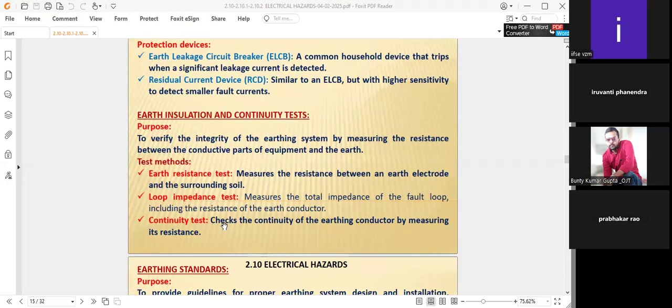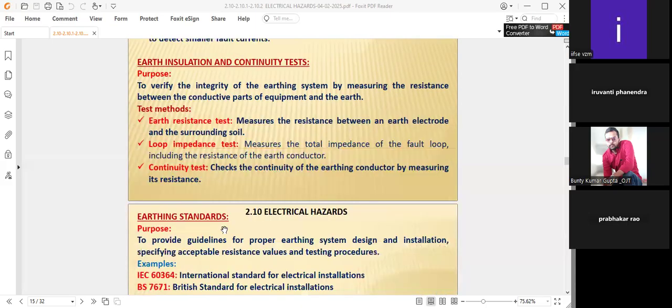The continuity test is also there. It checks the continuity of the earthing conductor by measuring the resistance. The value of the resistance will tell whether that thing is healthy or not. That's why we do the continuity test between the receiver and the source. We have to see that these three test methods are taken care of.